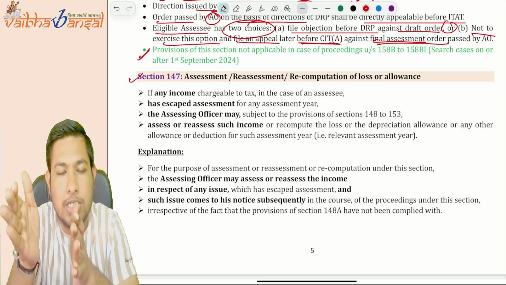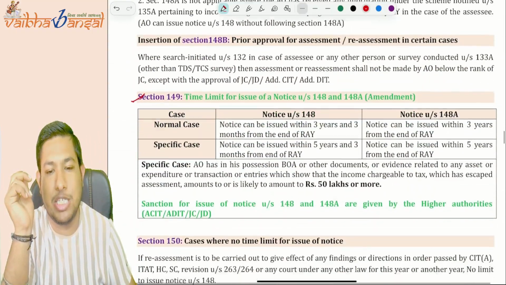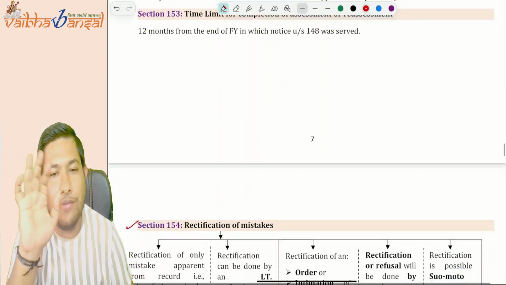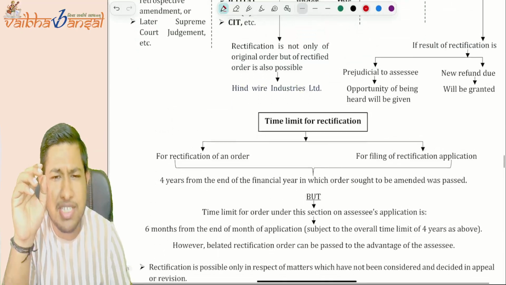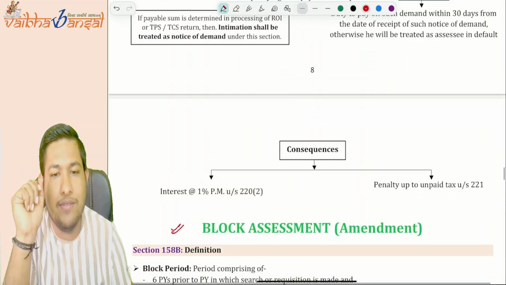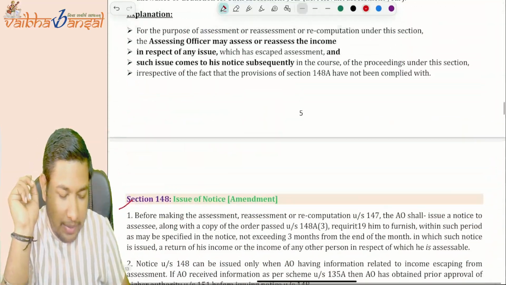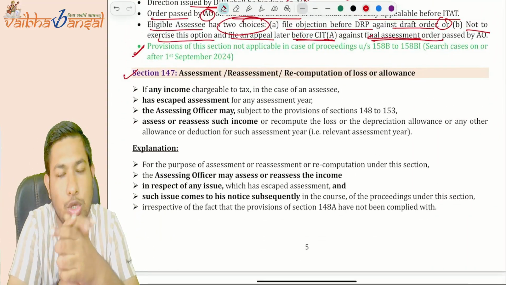So I will be starting it afresh tomorrow, and after that, we will be completing the block assessment. 153 and 150, every section will be completed. Rectification of mistake is a very small section. Then we shall be starting with the block assessment, and we shall most probably be winding up the session by tomorrow. Most probably by tomorrow, this chapter is also going to be over.